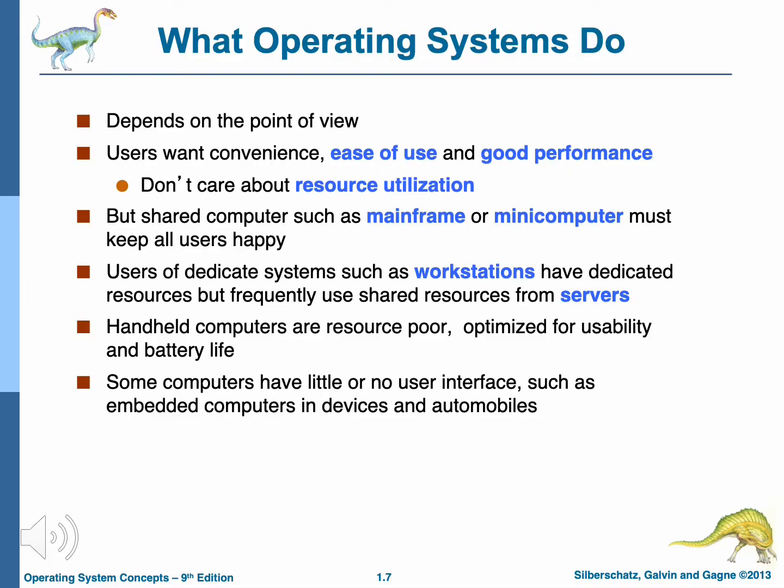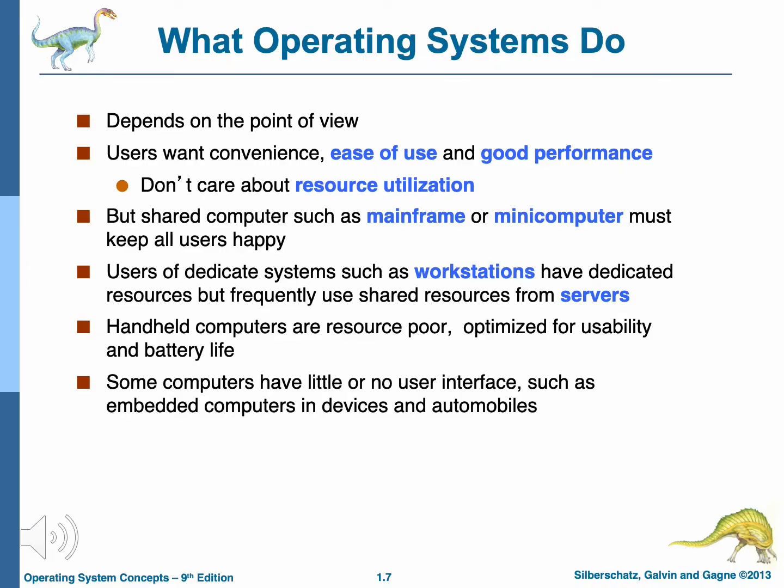In other cases, a user sits at a terminal connected to a mainframe or a minicomputer. Other users are accessing the same computer through other terminals. These users share resources and may exchange information. The operating system in such cases is designed to maximize resource utilization, to assure that all available CPU time, memory, and I/O are used efficiently and that no individual user takes more than her fair share.